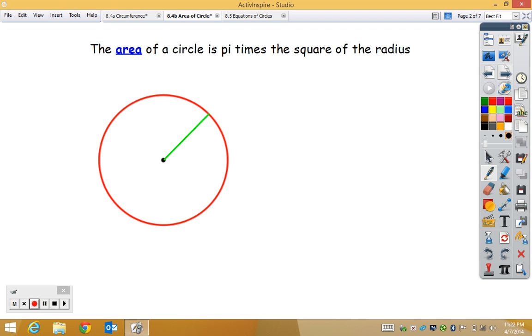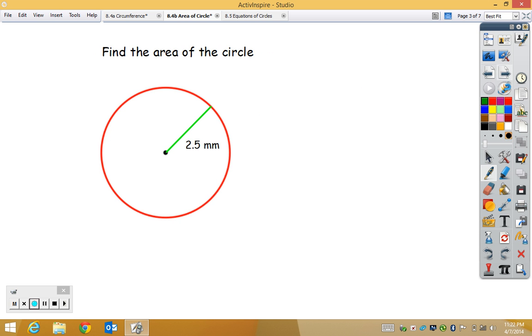So the area of a circle is equal to pi times the square of the radius. So if we were to write that, A would equal pi times r squared. So if we look at an example then, we want to find the area of our circle, and the radius is 2.5 millimeters. So A equals pi times 2.5 squared.